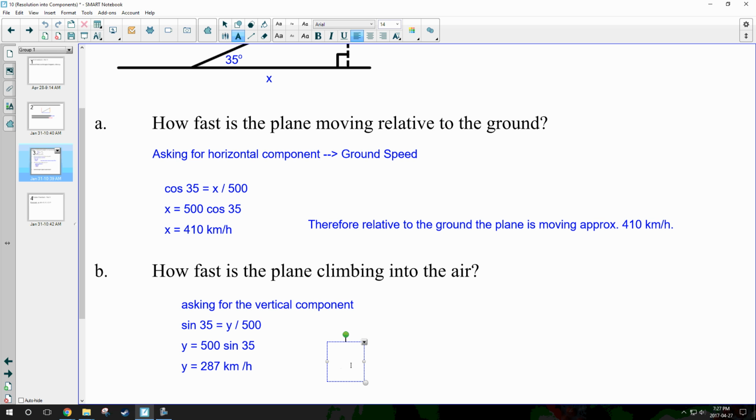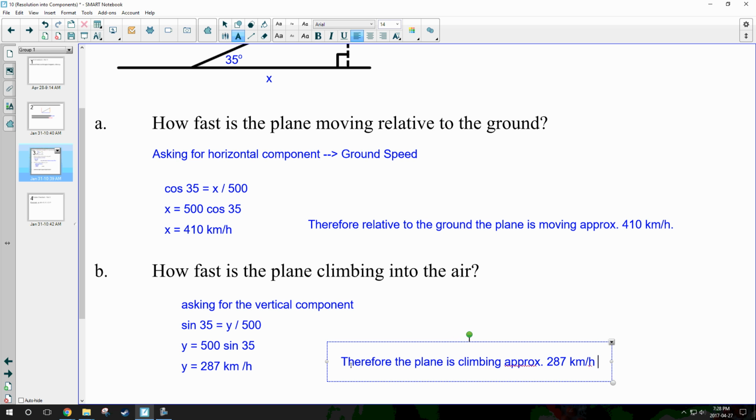And then for part B, therefore, the plane is climbing to approximately, again, because we rounded, approximately 287 kilometers per hour into the air. So don't forget those therefore statements with all your word problems. Remember, those are worth communication marks along with putting your units with your numbers. So make sure you always throw those in.